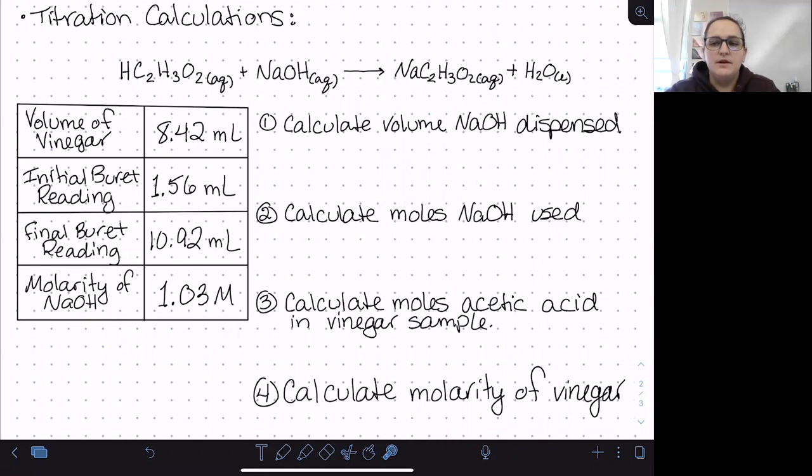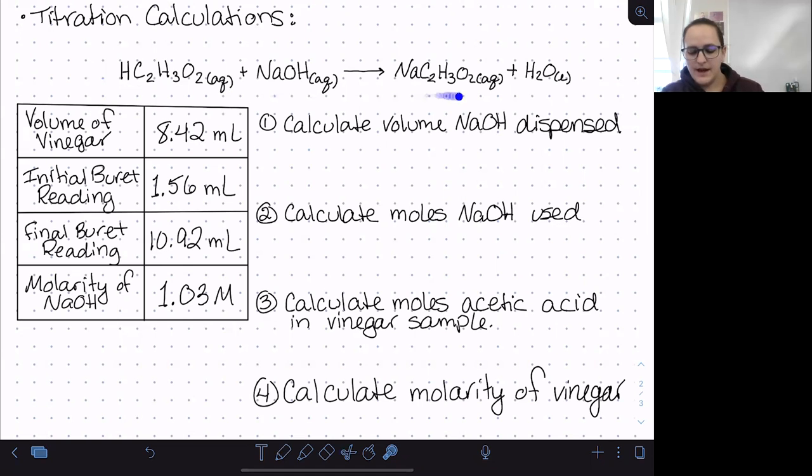Our goal in this experiment is to calculate the molarity of acetic acid in vinegar. So this is the data that you should have collected in the lab. You'll have two trials. I'm just going to do one as an example. So you should have the volume of the vinegar sample that you started with, the initial burette reading before you started your titration, the final burette reading at the end point when it turned pink, and then the molarity of the NaOH, and that is just going to be told to you in the lab.